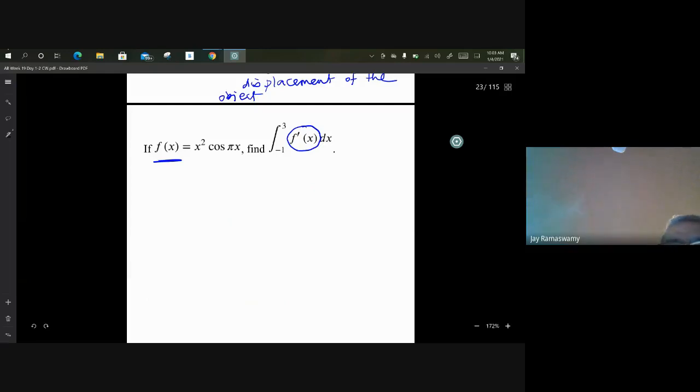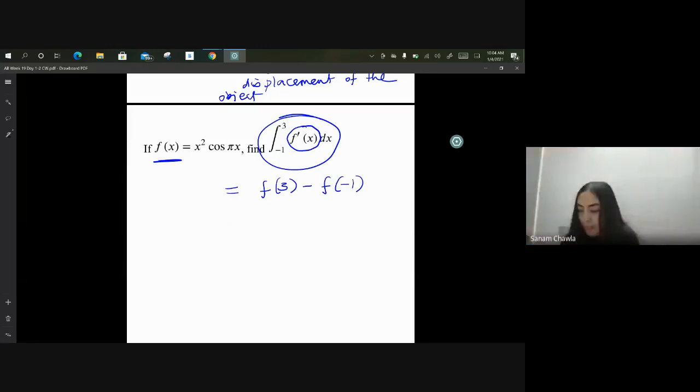Hey, smart kids. So what can you write for this? F of 3 minus F of negative 1. There you go. If there's a mismatch, I'm applying the net change theorem. Okay. Now, have they given us f of x? Can I just plug it into the function? Yes. Is everybody okay there?